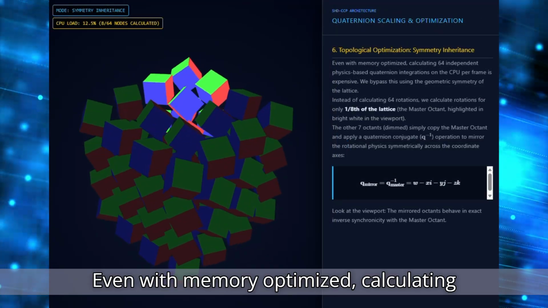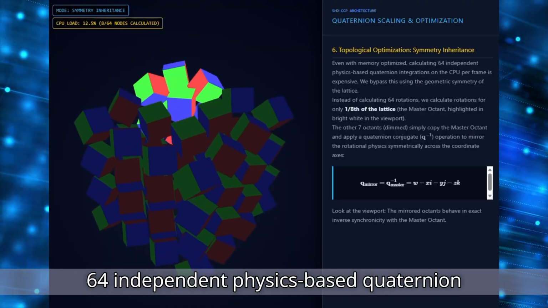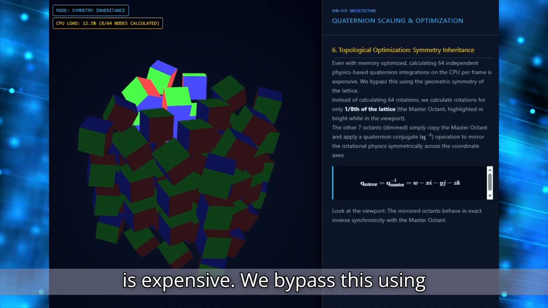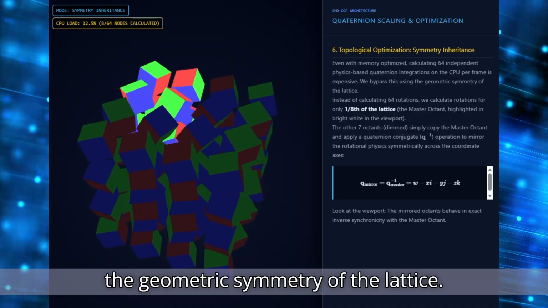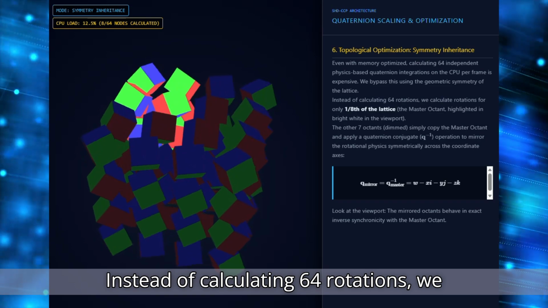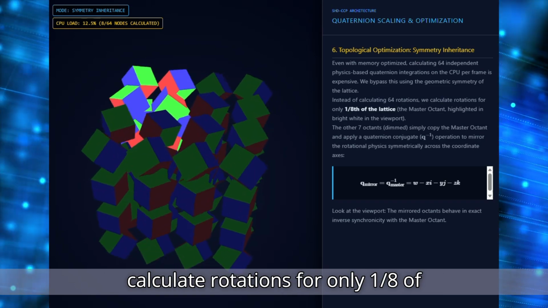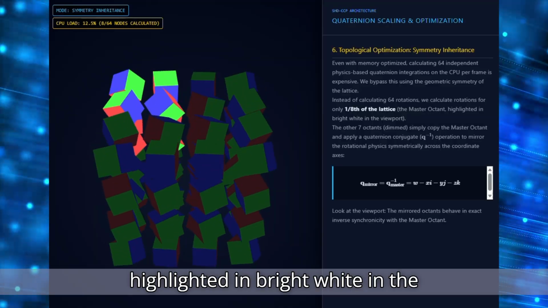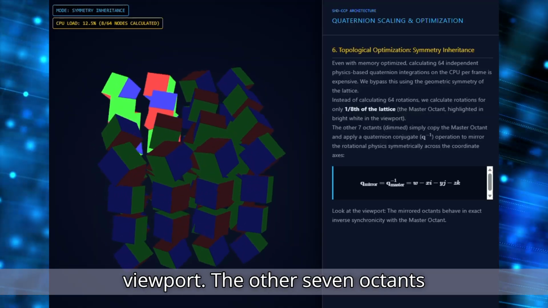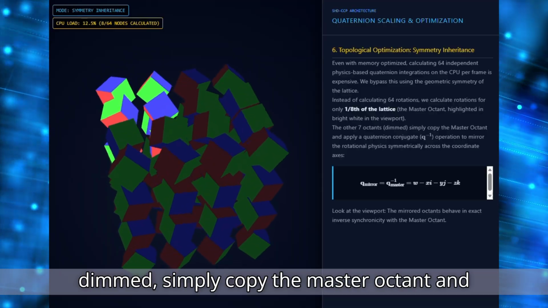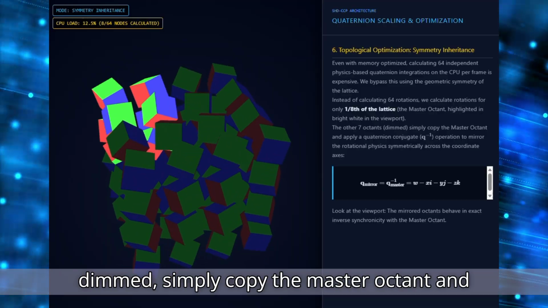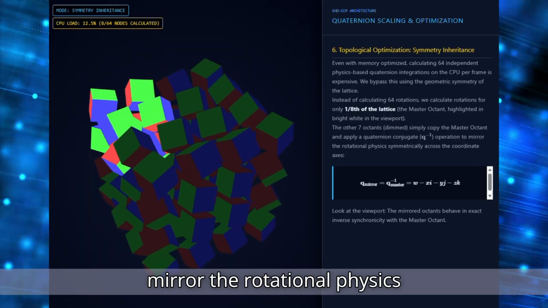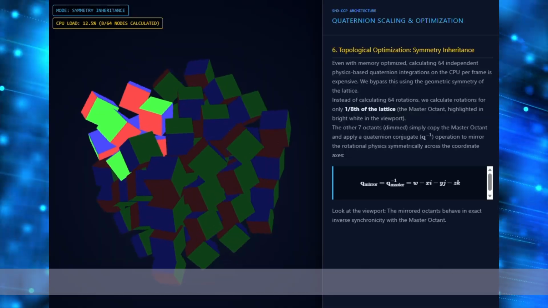Even with memory optimized, calculating 64 independent physics-based quaternion integrations on the CPU per frame is expensive. We bypass this using the geometric symmetry of the lattice. Instead of calculating 64 rotations, we calculate rotations for only 1/8 of the lattice, the master octant, highlighted in bright white in the viewport. The other 7 octants, dimmed, simply copy the master octant and apply a quaternion conjugate operation to mirror the rotational physics symmetrically across the coordinate axes.